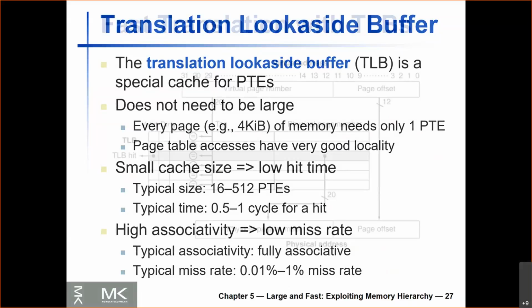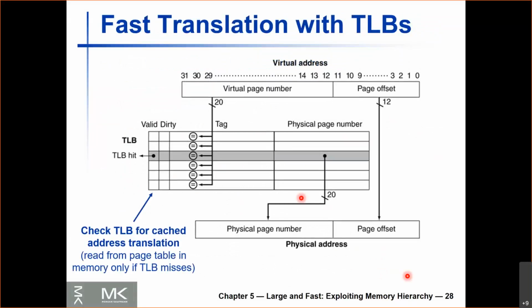Okay, let's illustrate what this looks like. Here we have a virtual page number, and rather than using the virtual page number to index a page table, we're going to have a TLB, which is a fully associative cache. We're going to compare our virtual page number to all the tags. Here the tag is the virtual page number. We find if our page table entry is in the TLB, and if it is, we read the physical page number from the TLB and use that to complete our physical address.